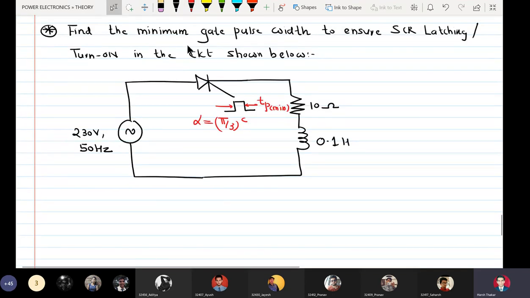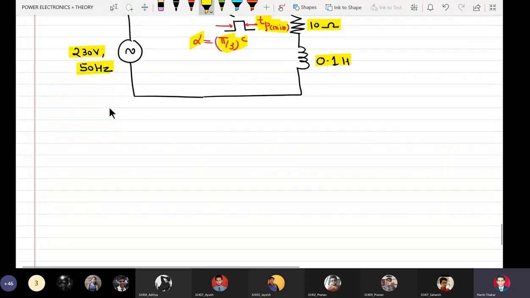Given IL is equal to 15 milliampere. So the SCR is fired at an angle of pi by 3 radians or 60 degrees. The latching current given is 15 milliamperes and load is 10 ohm in series with 0.1 henries. What is unknown is the minimum pulse width required to ensure latching. The source is 230 volts, 50 hertz. Okay, so students solve the numerical.